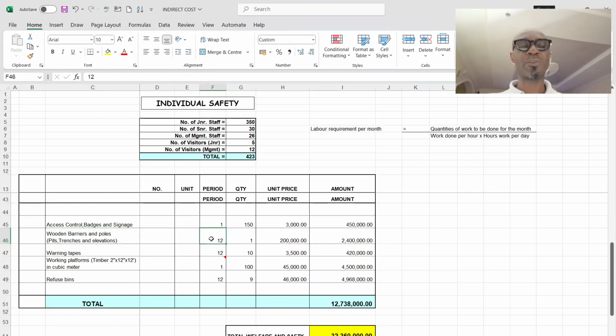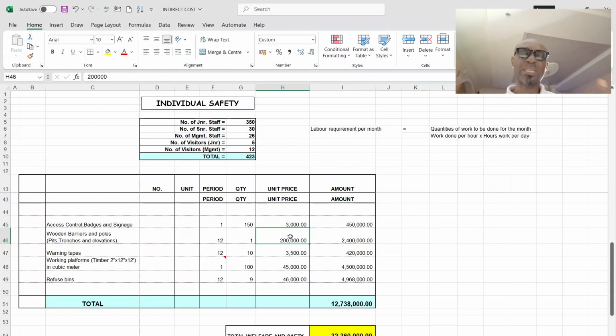For this one, I made provision of 12 months, spending 200,000 per month, because these are wooden barriers that can easily get spoiled, and if you do not keep them properly, they can get damaged. So I made a budget that every month I'm going to spend 200. If I don't spend the 200, and eventually I get the job, I am going to make savings that will improve my profit margin in the end.